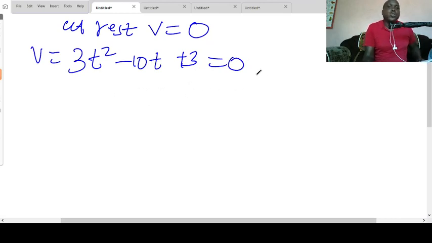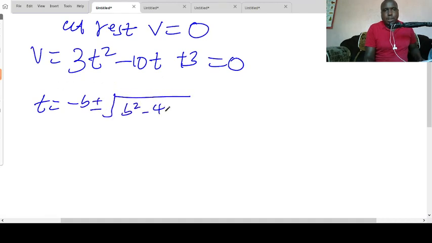Now this one you are going to use the quadratic formula from form 3, first topic. You use quadratic, that is the most important we know. So t is going to be minus b plus or minus the square root of b square minus 4ac over 2a. That is the quadratic formula which will give you the answer there. You can as well simplify using the factor method in form 2, which is also very simple.